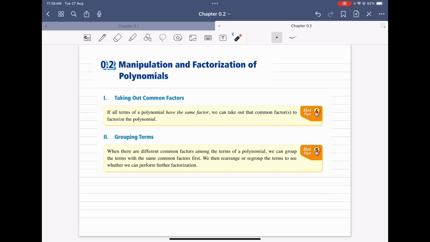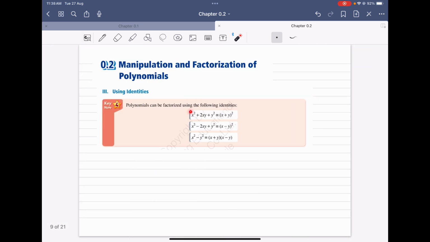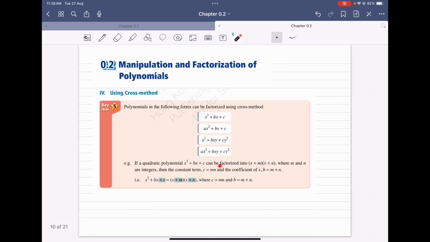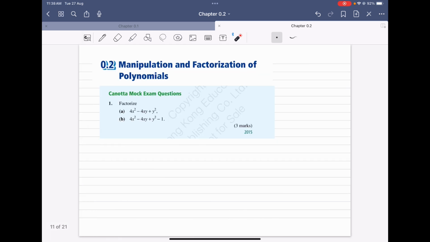So we can do it one by one. We can look at some examples. For example, identities. Remember these identities and cross method. So somehow this one you have to practice makes perfect. Alright, so first question here, you have to factorize.